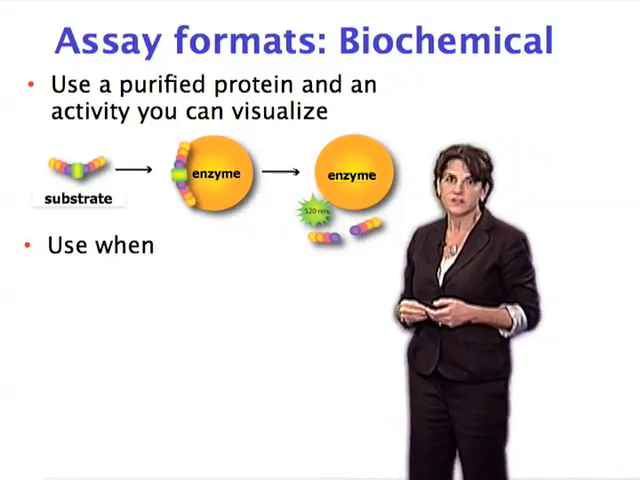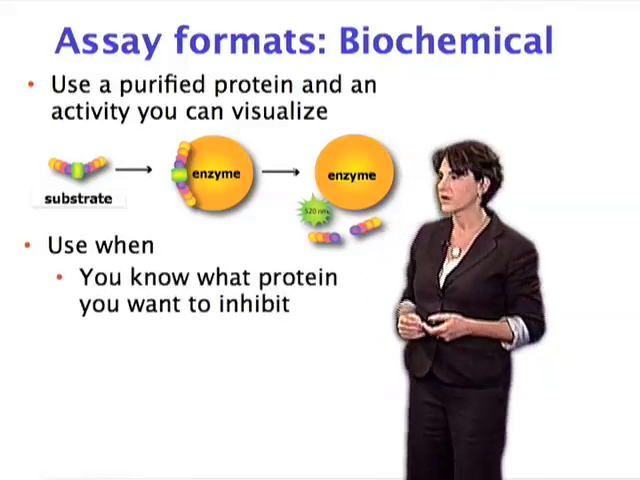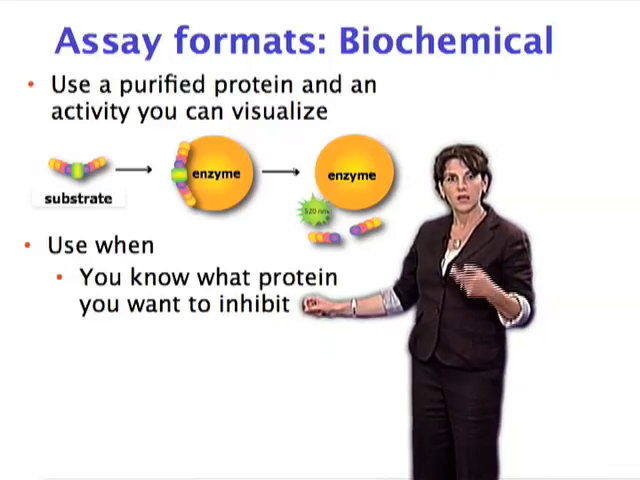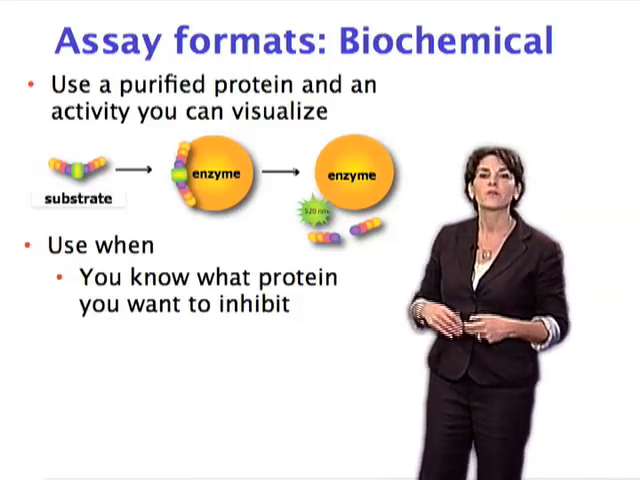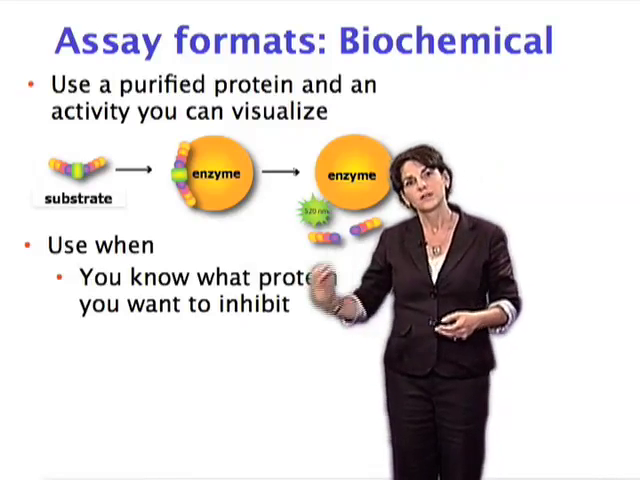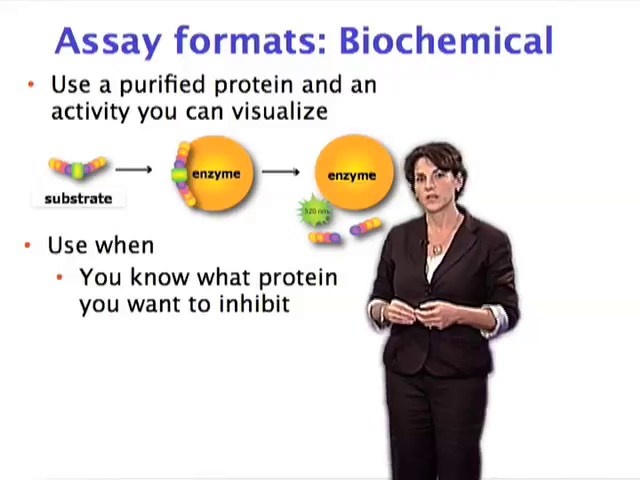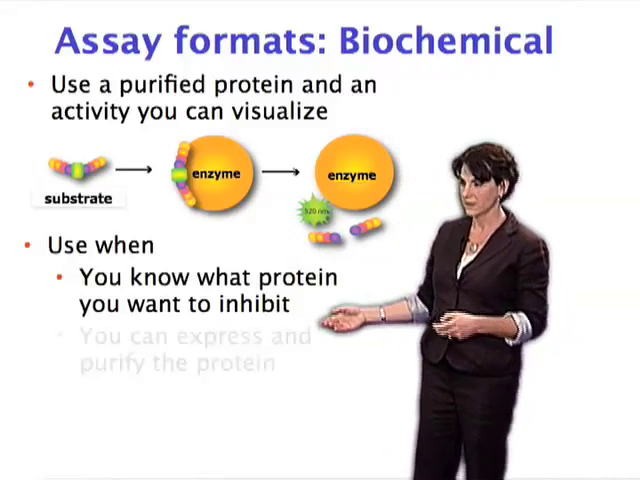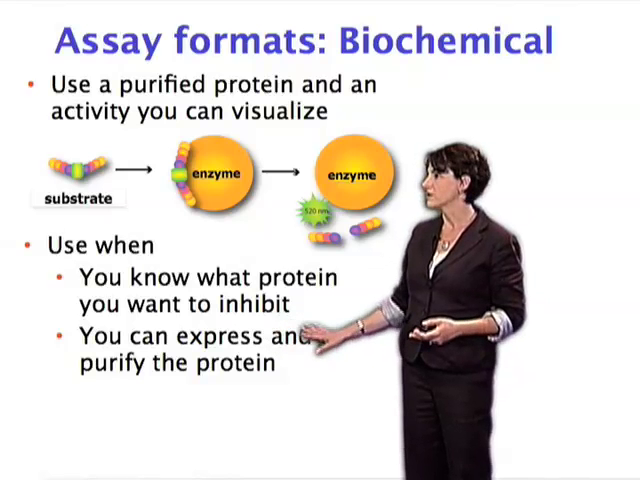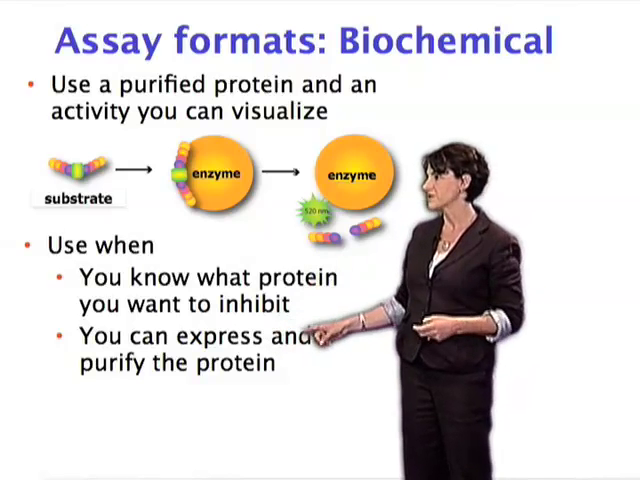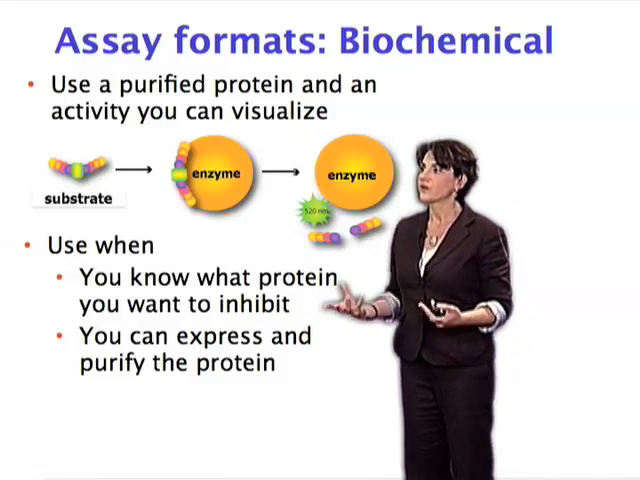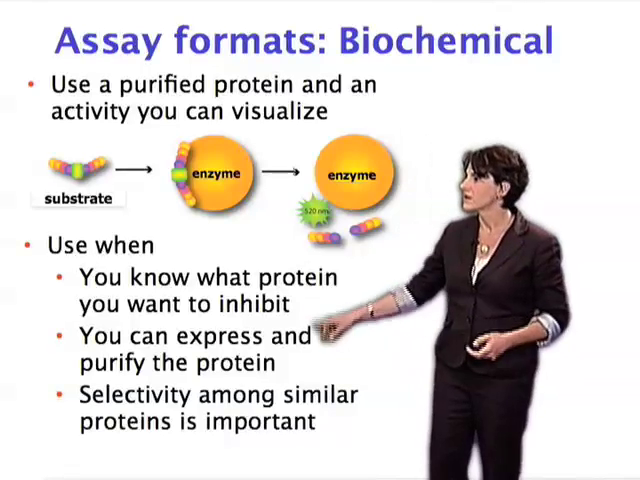So there are several instances where a biochemical assay is really an appropriate high throughput screening assay, especially if you know what protein you want to inhibit. BCR-ABL is a good example. It's the known agent of causing CML, so inhibiting that enzyme is going to inhibit that disease progression. You also need to be able to express and purify that protein in large enough quantities to run many experiments on it. And that protein needs to be similar enough to what it is in the cell to make sense.